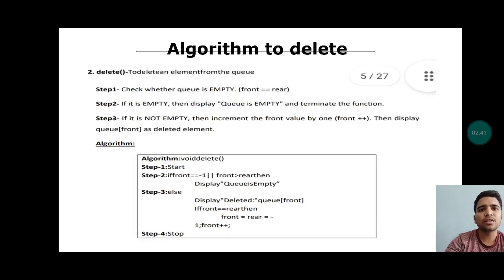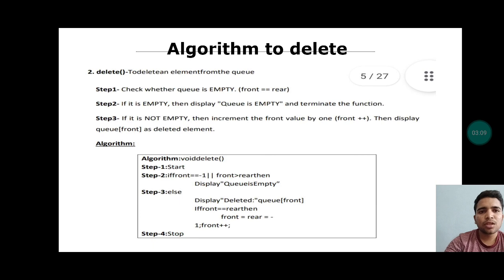Algorithm for deletion. To delete an element from the queue, check whether the queue is empty or not. If front equals rear, it is empty, then display queue is empty and terminate the function. If it is not empty, then increment the front value by 1, front plus plus, then display the deleted element.